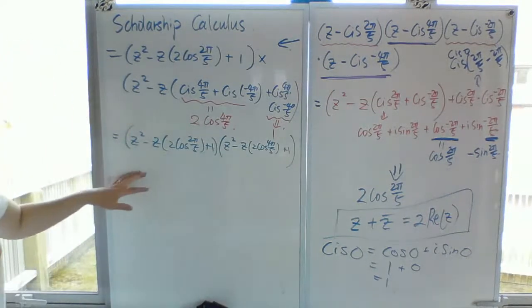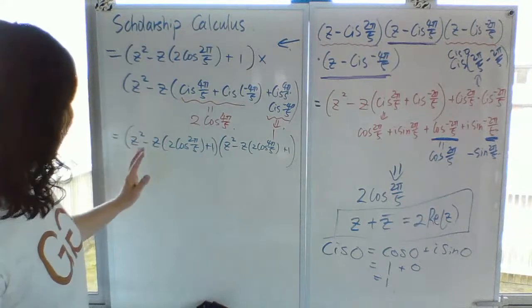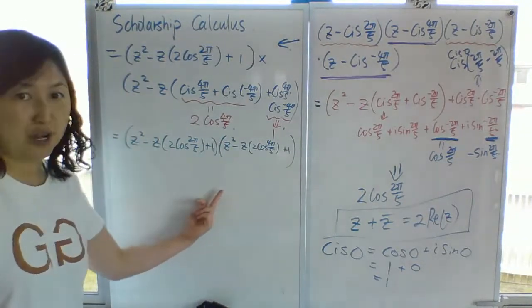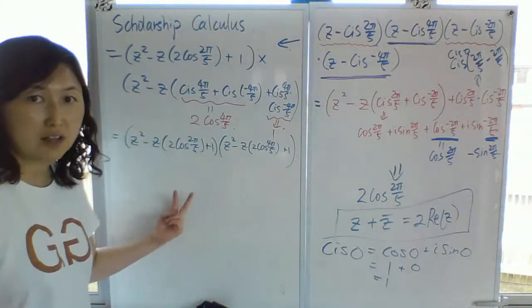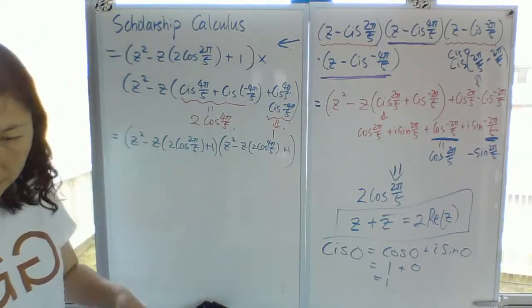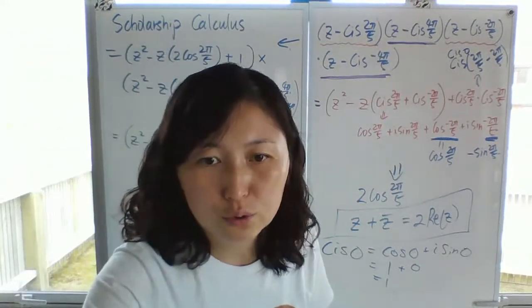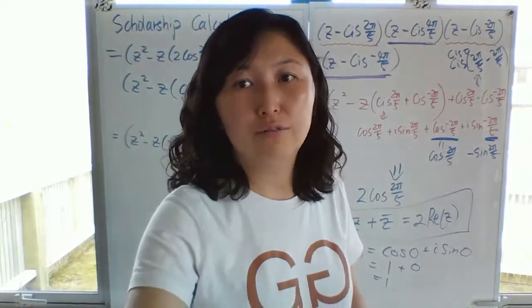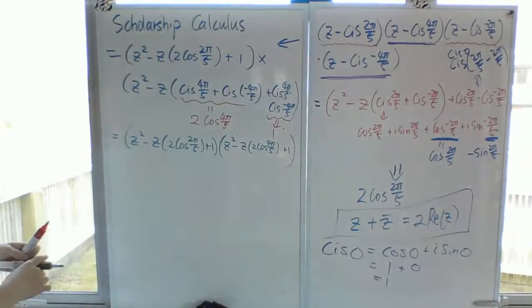Okay, now we just showed that this is a product of two quadratics. So we got two quadratics, and we already showed that it's a product. So now the next step is to find out the value of cosine 2 pi on 5 times cosine 4 pi on 5.